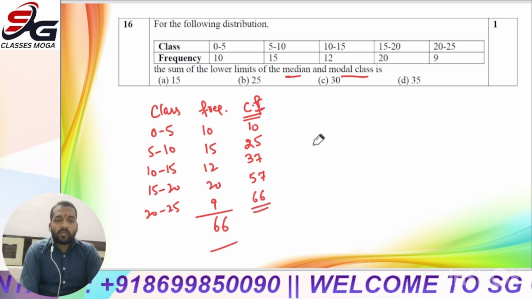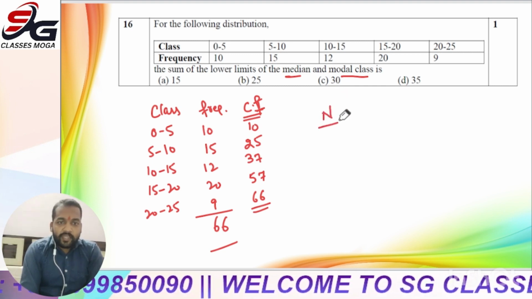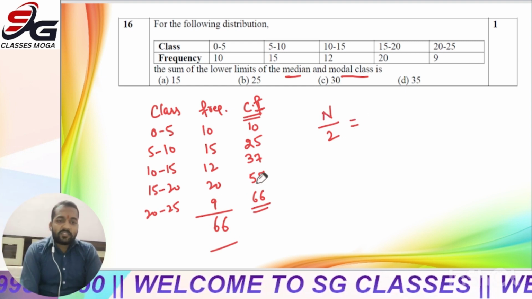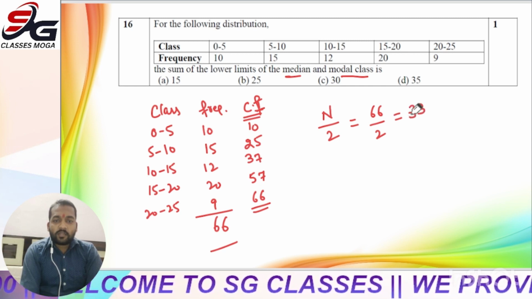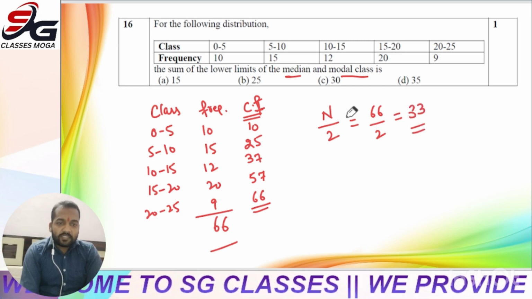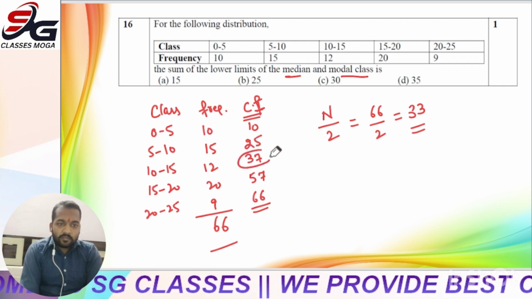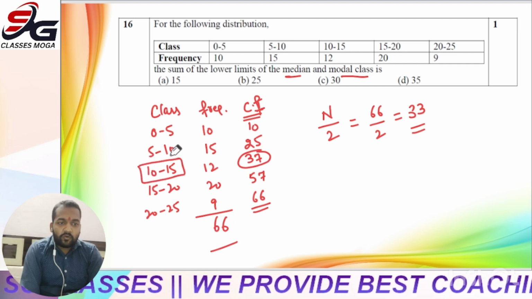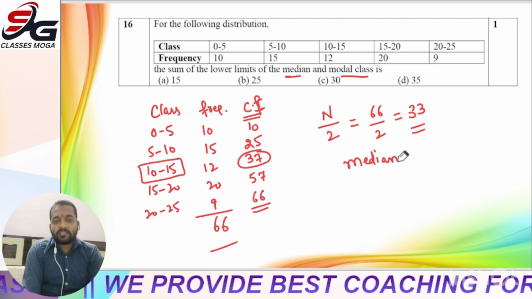Okay, now we have to check for the median class, N by 2. N is 66. So 66 by 2, that is 33. So which number is near 33 in the cumulative frequency? That is 37. So which is our median class? That is 10 to 15. Our median class is 10 to 15.